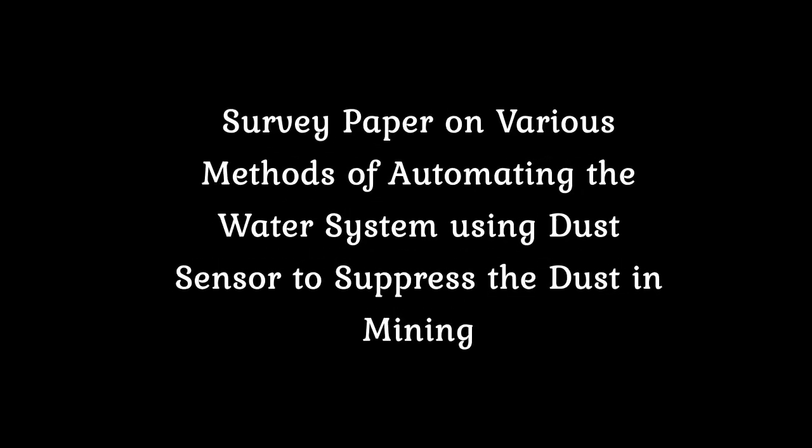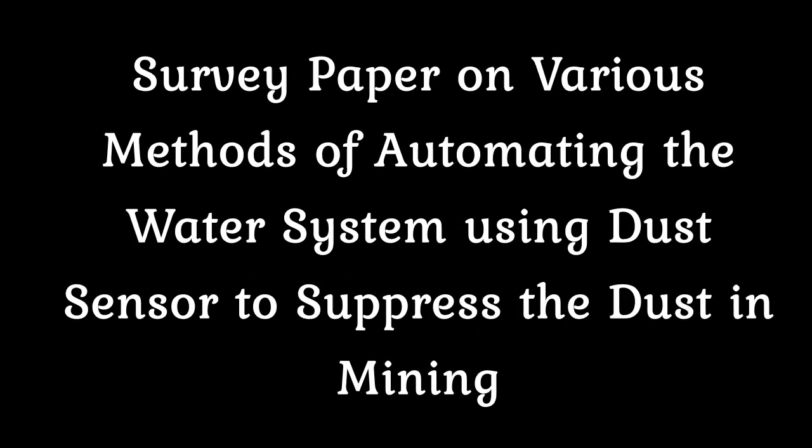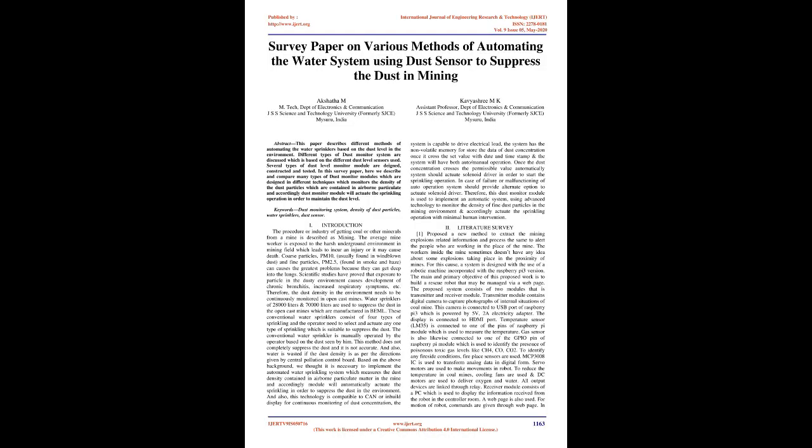Survey paper on various methods of automating the water system using dust sensor to suppress the dust in mining. Abstract: this paper describes different methods of automating the water sprinklers based on the dust level in the environment. Different types of dust monitor systems are discussed, which are based on the different dust level sensors used.